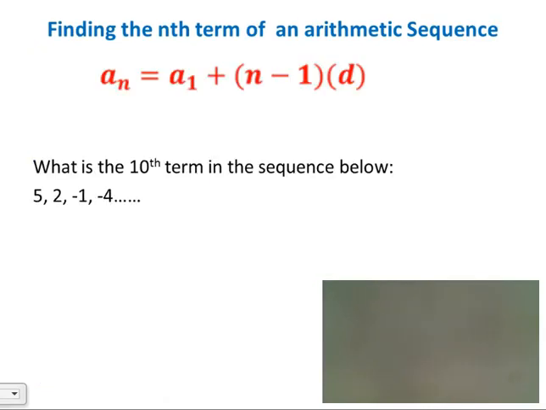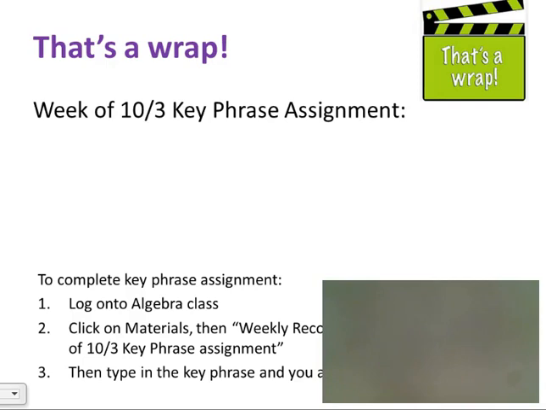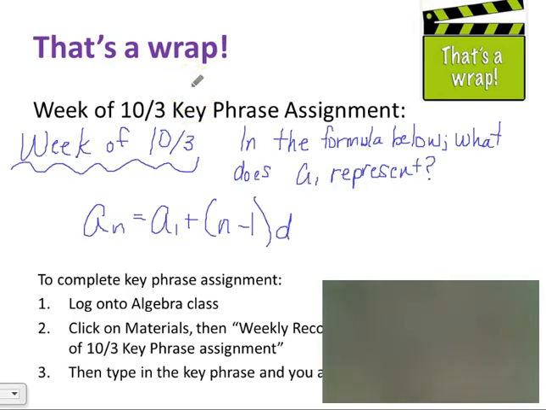We're going to wrap this up with the key phrase assignment. So let me throw up the key phrase question. In this recording, one of the things we went over was arithmetic sequences and how we can use this formula below to find whatever term in a sequence. So this is our formula, and in this formula, we talked about what all the variables represent. What does A sub 1 represent in this formula? So that's your question.